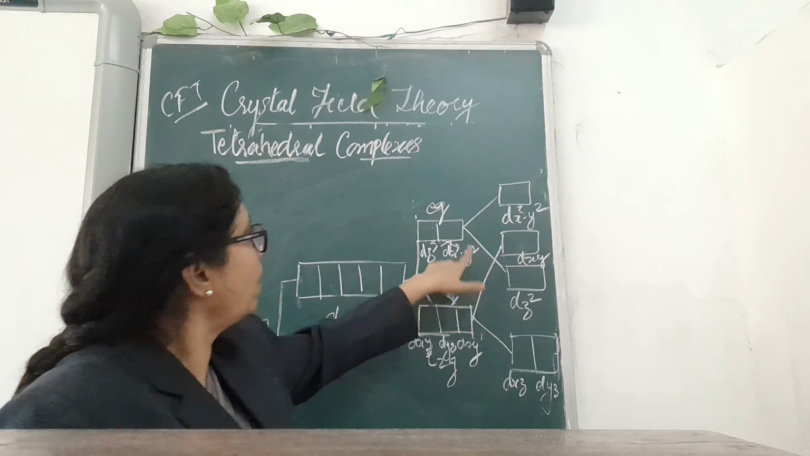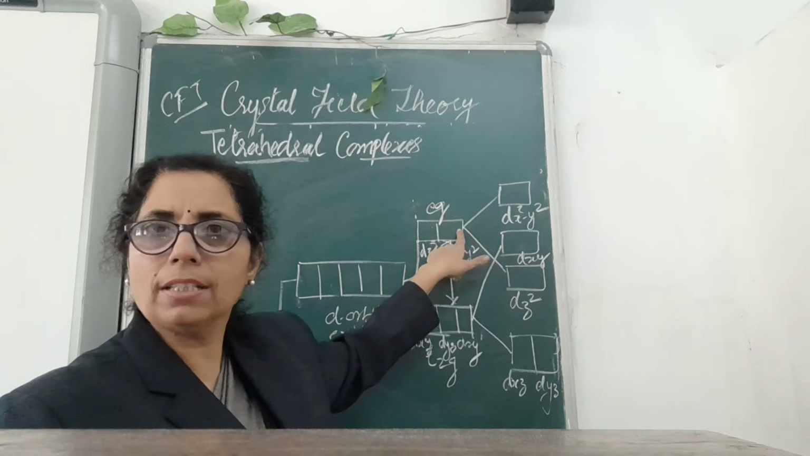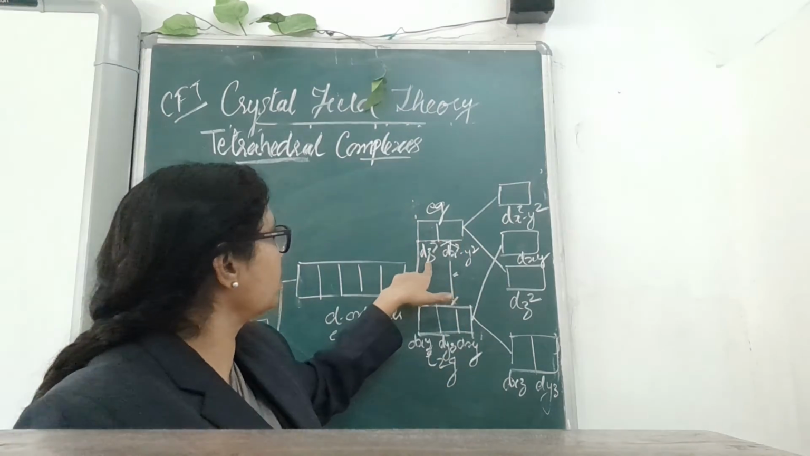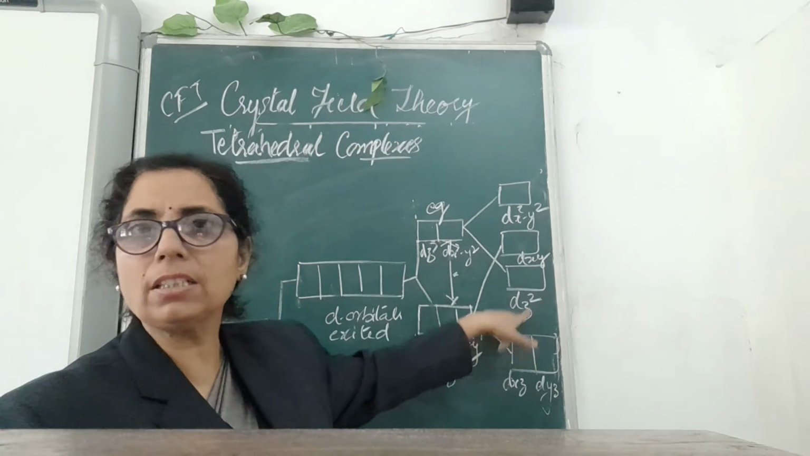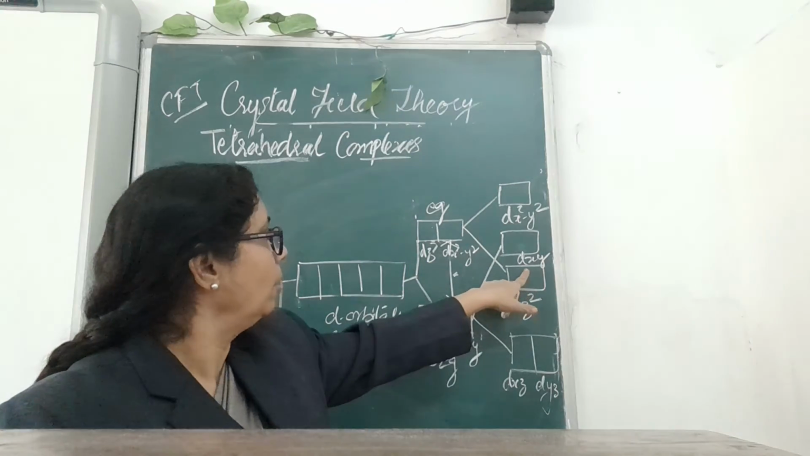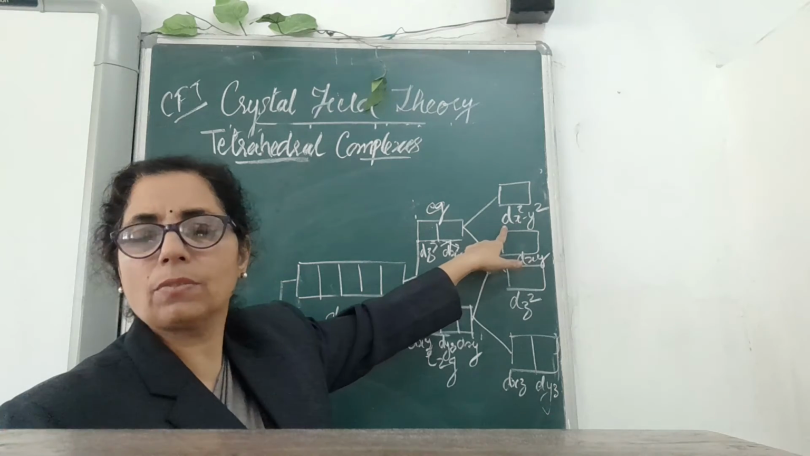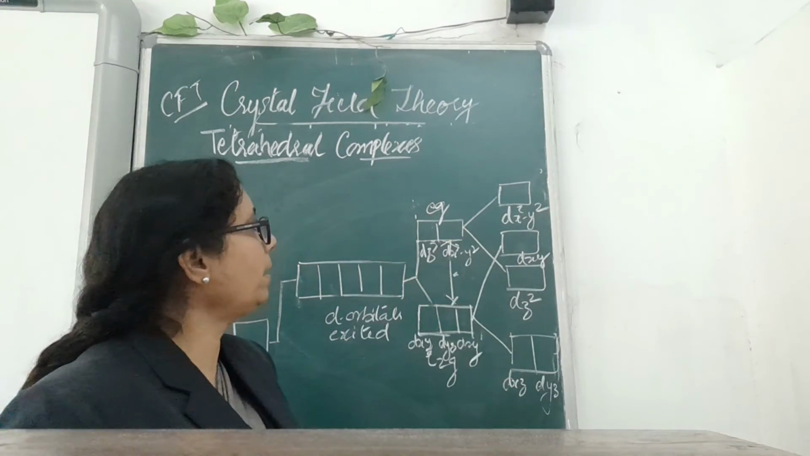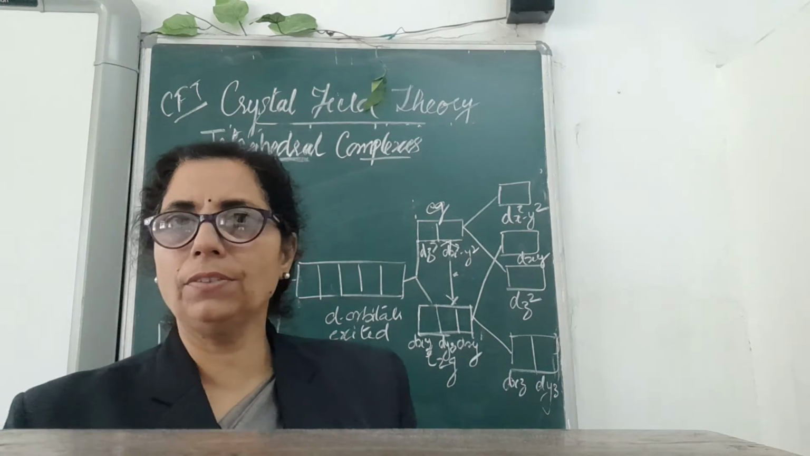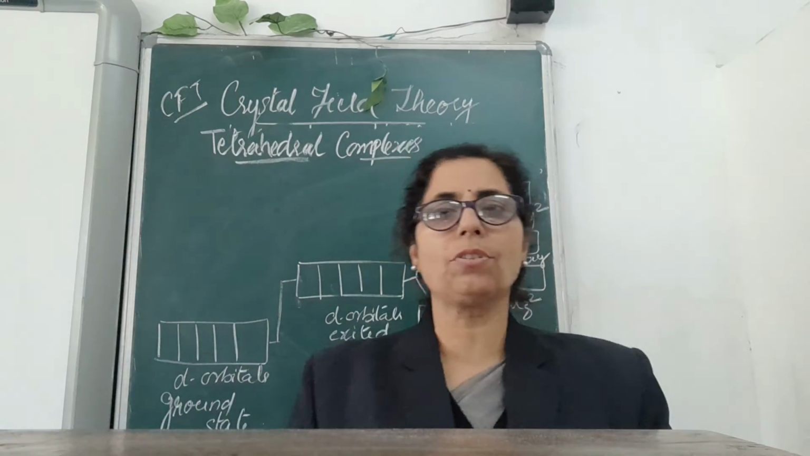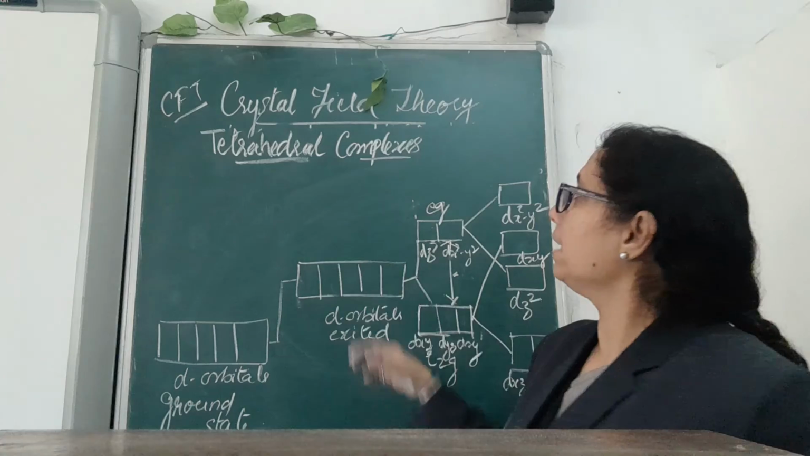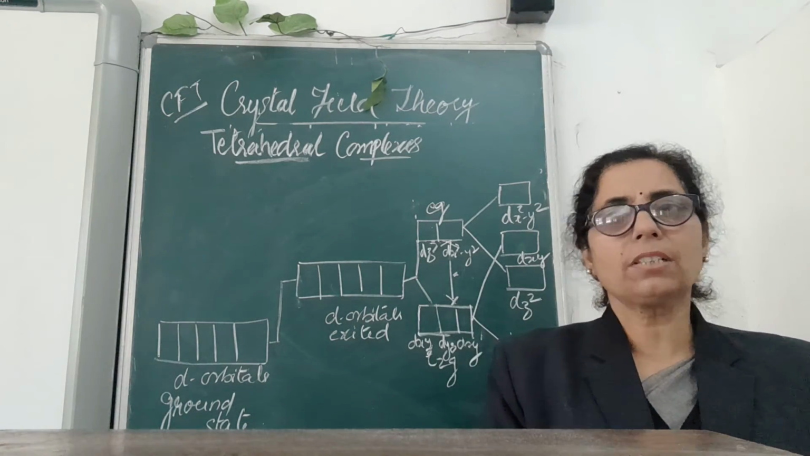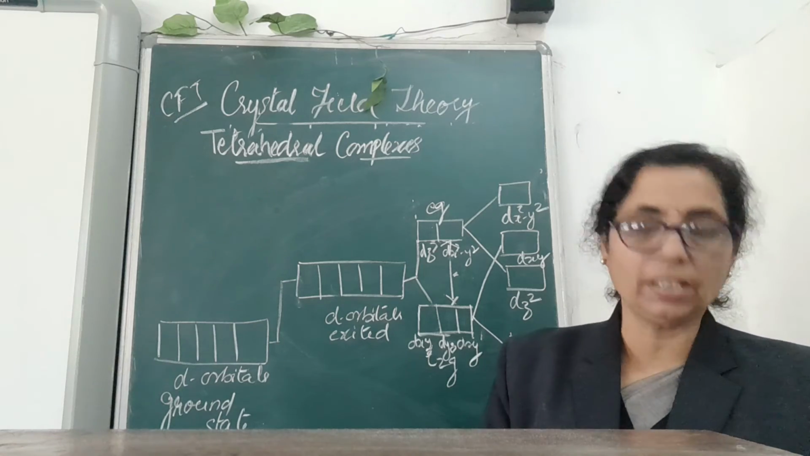Now the upper two orbitals, the Eg orbitals, are again split into two. dz square attains lower energy than the other, and dx square minus y square attains much higher energy. So in this way, depending upon their energy levels, electrons move to these orbitals, and this comes under tetrahedral complexes. No more details with any other example are given in your course.